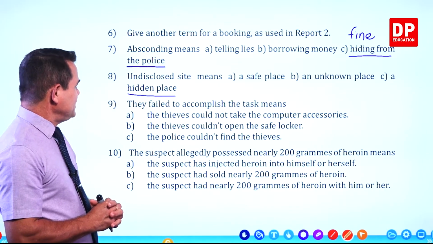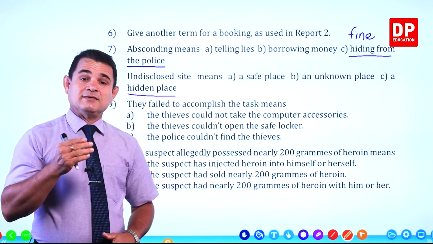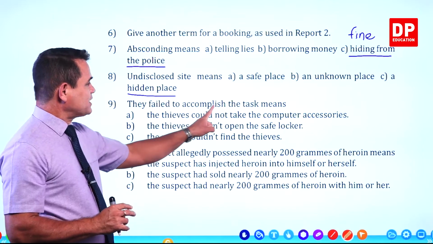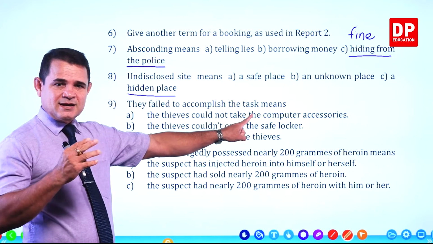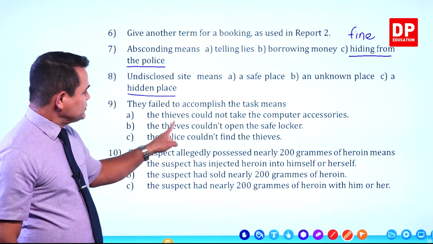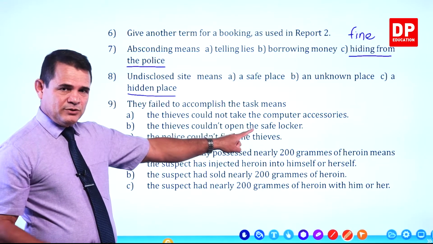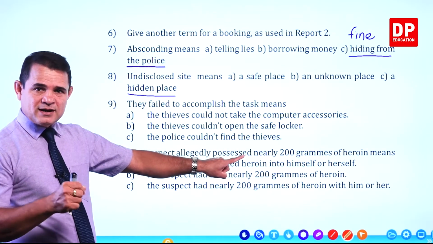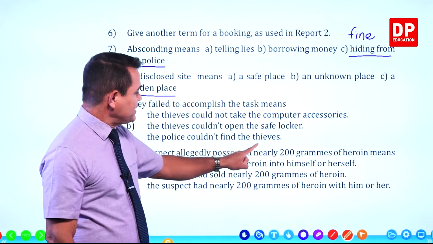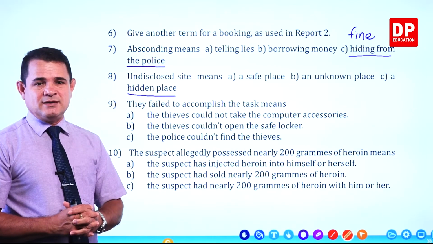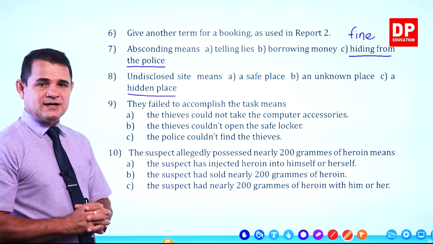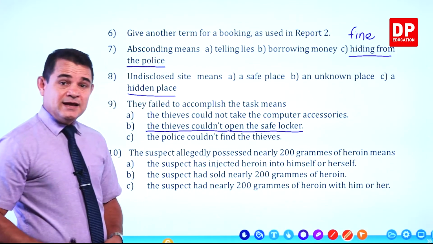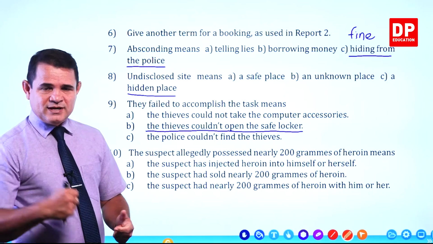Then number 9. They failed to accomplish the task, means. Now those who entered the bank, බැංකුවට ඇතුළත් වෙච්ච ඇතුල් කඩාගෙන පැනපු අය, they failed to accomplish the task. එකට achieve කරන්න බැරි වුණා. තමන්ගේ ඉලක්කය කරා යන්න බැරි වුණා. ඒ කියන්නේ මොකද්ද? The thieves could not take the computer accessories. Computer accessories ගන්න බැරි වුණා කියන එකද? The thieves couldn't open the safe locker. safe locker එක open කරන්න බැරි වුණා කියන එකද? Or the police couldn't find the thieves. හොරු හොයාගන්න බැරි වුණා කියන. So which is? They couldn't accomplish the task means the thieves couldn't open the safe locker. They tried to open it. හරින් උත්සාහ කරා බැරි වුණා. ඒ පාර computer accessories අරගෙන පැනලා ගියා.